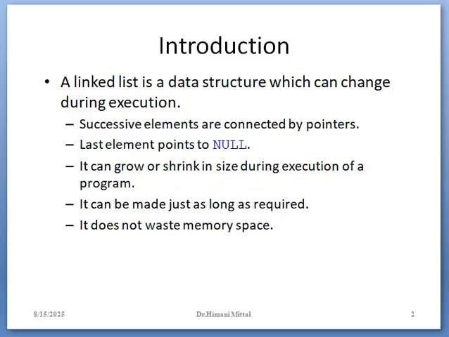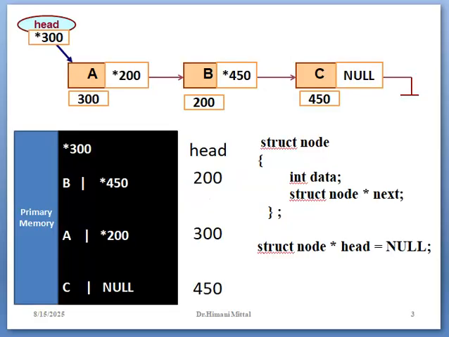So let us look at the conceptual view of a linked list. Logically, as we can see, there is a header which contains the address of the first node. The first node data is A and the pointer is 200, which points to location number 200 where the data is B and it is pointing towards location number 450, and at location number 450 the data is C and it has a null pointer, that means it is pointing nowhere. This is the end of the list. So this is the logical view of the linked list.